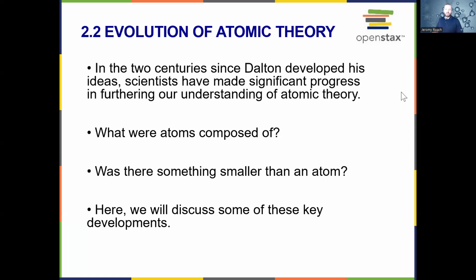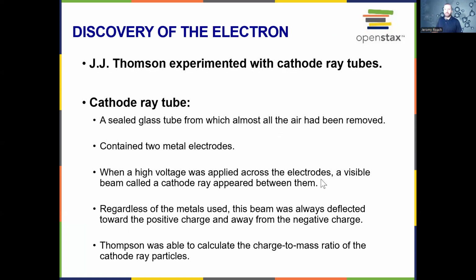So Dalton really wanted to know what atoms were composed of and if there was really anything smaller than an atom itself. So J.J. Thomson experimented with cathode ray tubes. And this is a sealed glass tube where all of the air has been removed from the tube. And it has these two metal electrodes on each side.